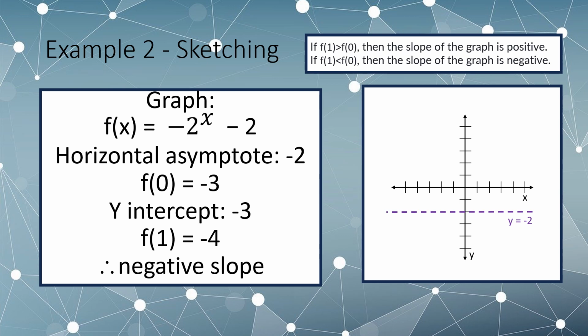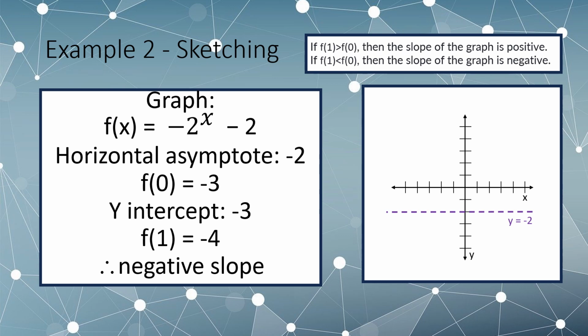Now, once more, we need to find our f of 0 and our f of 1, determining which one's greater and which one's lesser, as well as using our f of 0 as our y-intercept. Remembering f of 0 is simply putting 0 in for our x value. So our f of 0 in this case will become negative 2 to the power of 0 minus 2, which is going to give us -1 subtract 2, which will give us -3, meaning our y-intercept is -3.